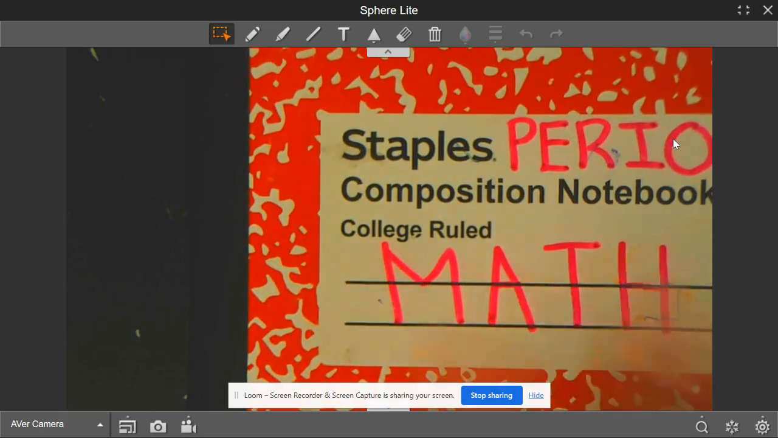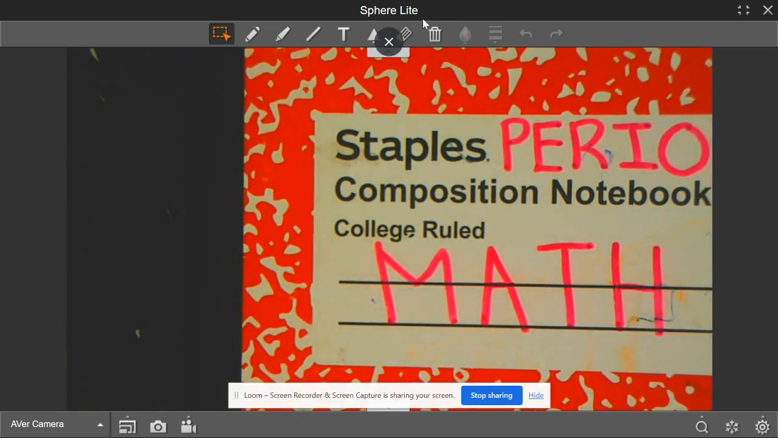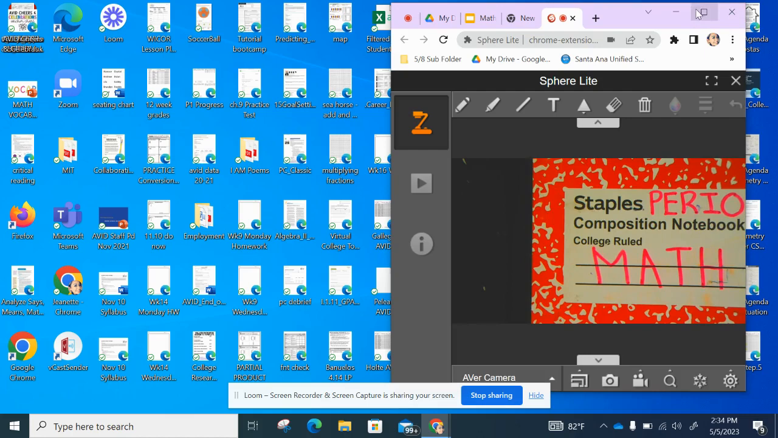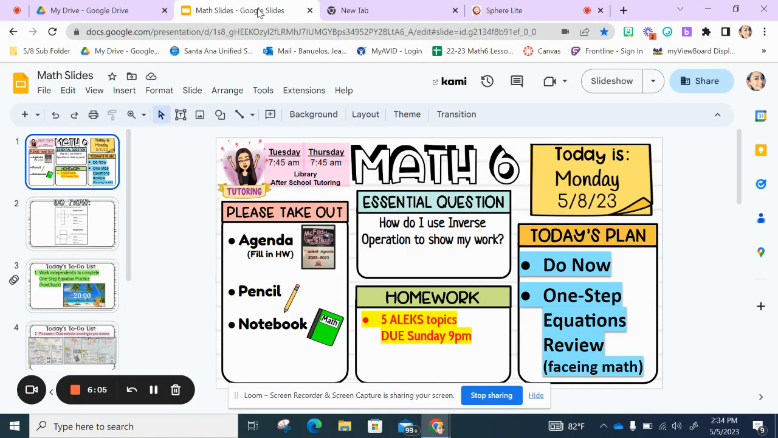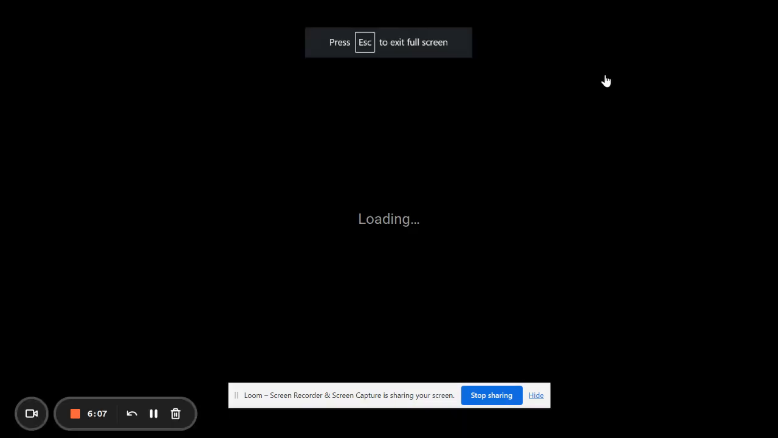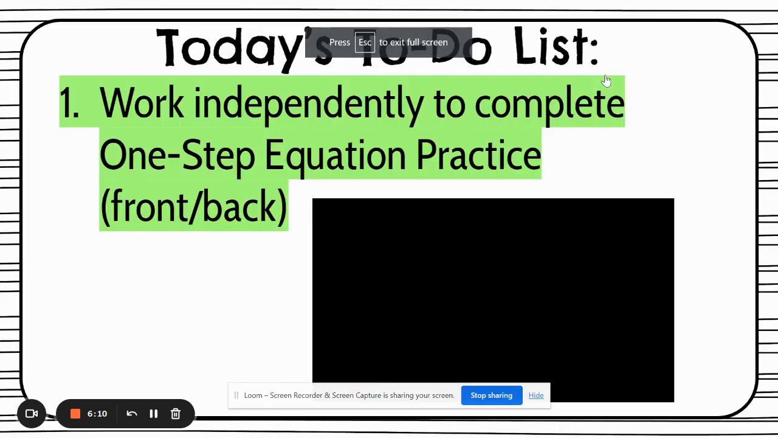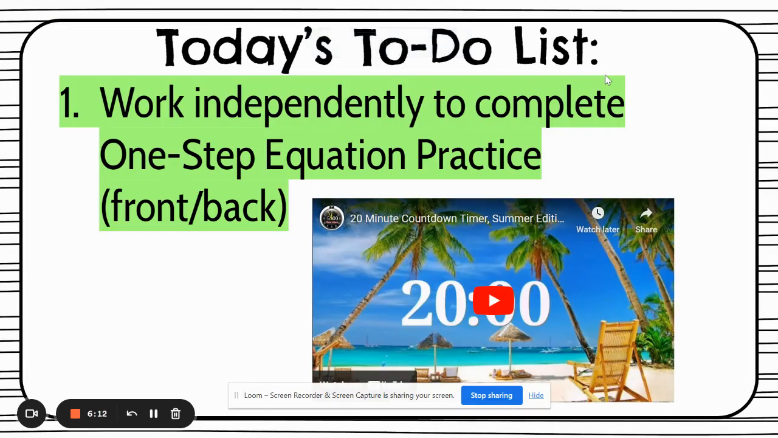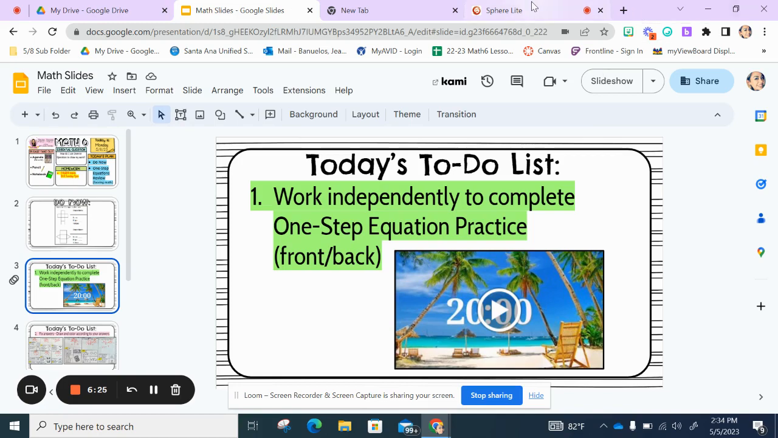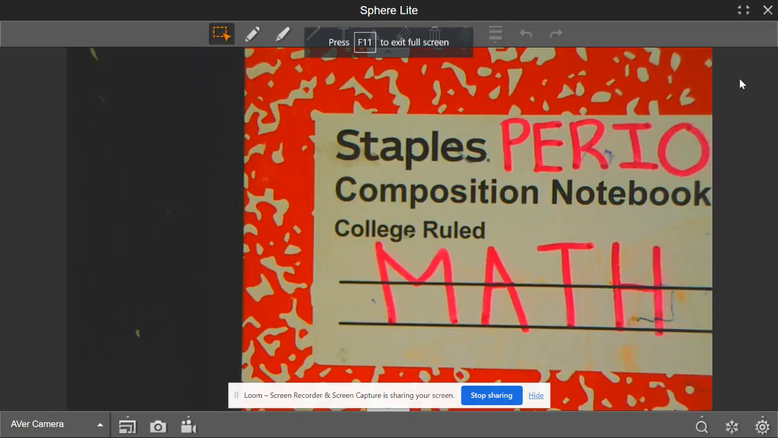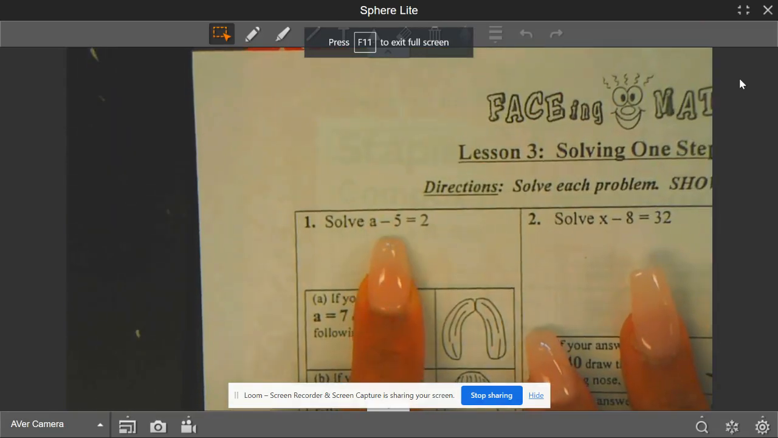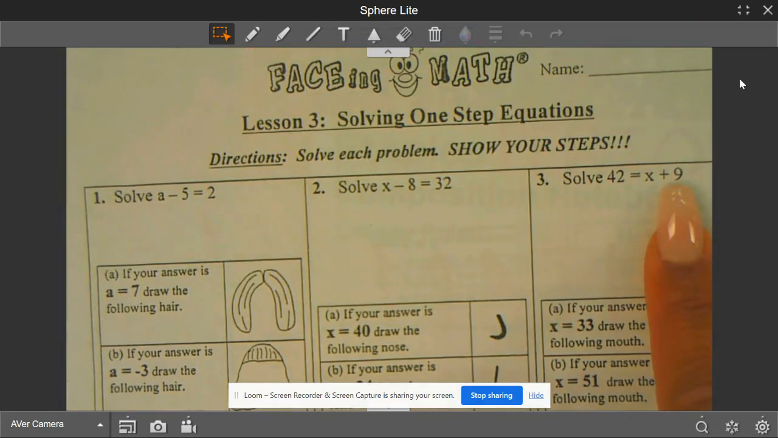So for today's lesson, let me go ahead and click back to my slides. There it is. All right, so for today's lesson, your to-do list, you are going to be working independently on completing the one-step equation practice. So you have a front side and a back side, and there's a total of 21 questions. So this is what it looks like. So I have subtracting equations and I have adding equations.